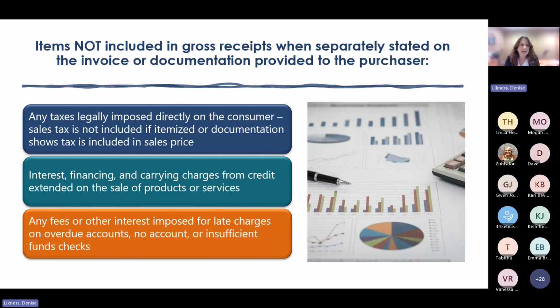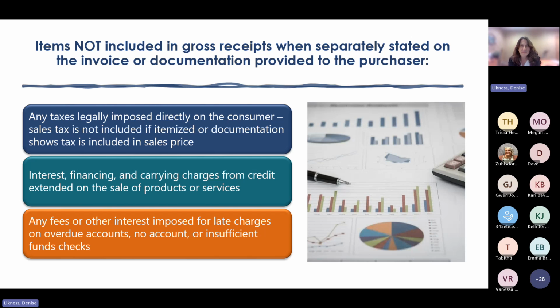Any taxes legally imposed directly on the consumer. Sales tax is not included if itemized or the document shows a tax is included in the sale price. Interest, financing, carrying charges from a credit extended on the sale of a product. Any fees or interest imposed for late charges on overdue accounts, no account, or insufficient funds. The invoice has to have sales tax listed or say that sales tax is included. The tax that is legally imposed directly on the consumer, if the statute specifies that the tax is imposed on the consumer or the seller is required to collect from or bill the consumer for the tax. The tax is to be paid or is due by the consumer.